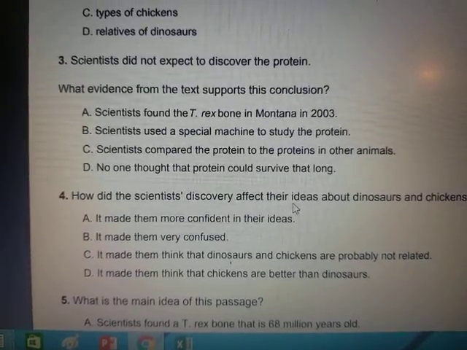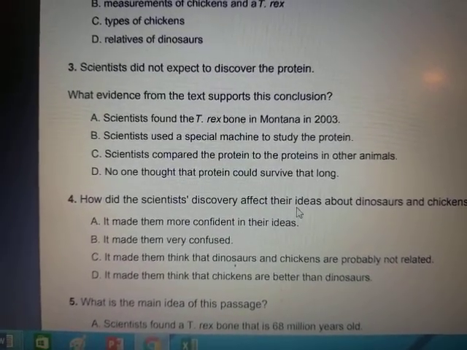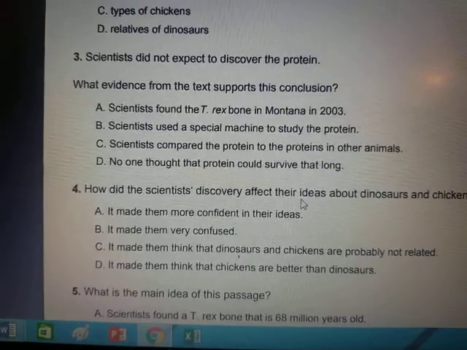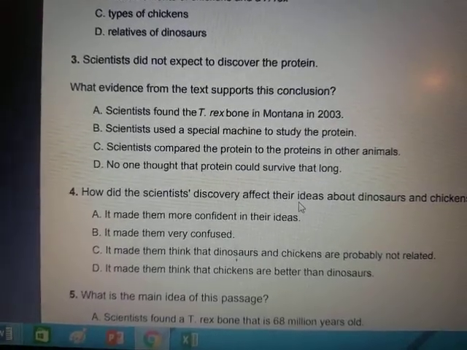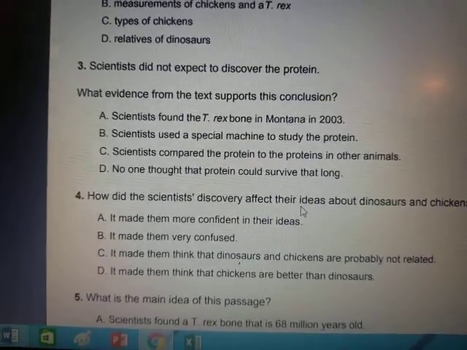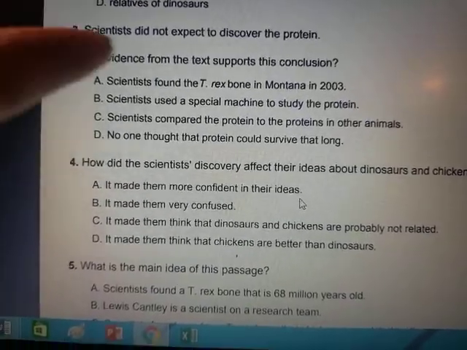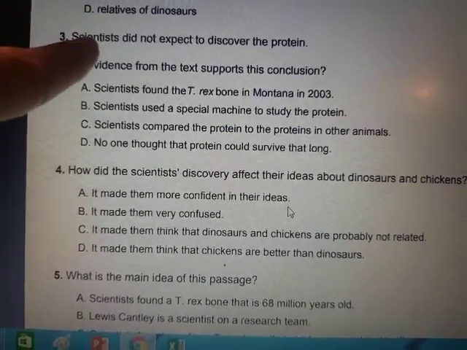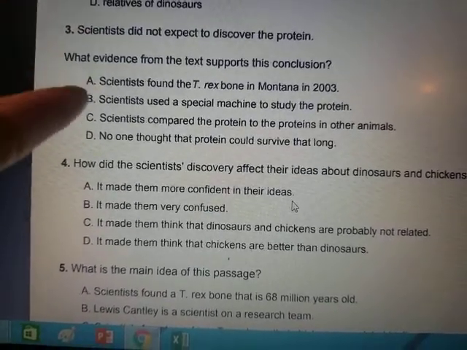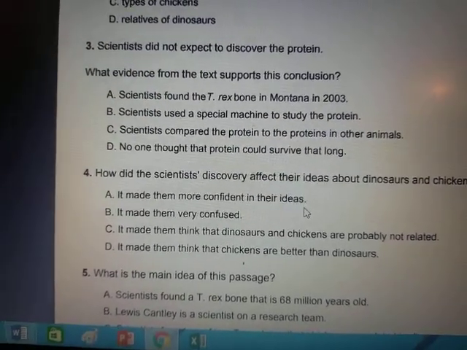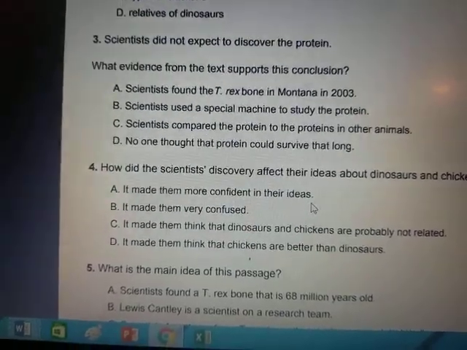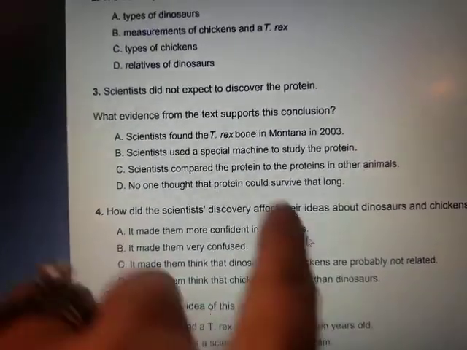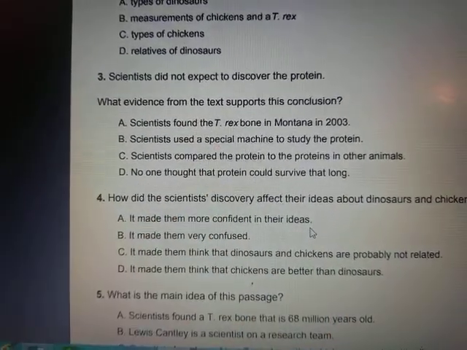Scientists did not expect to discover protein. What evidence from the text, from the story, supports this conclusion? You remember how they said they didn't expect to find protein? They expected to find something else or whatever? What evidence from the story supports this claim? All you have to do is go back up to the part where they say scientists did not expect to discover protein and find what they said to support that.